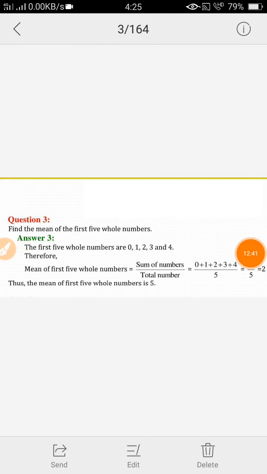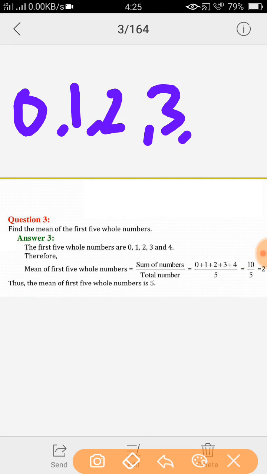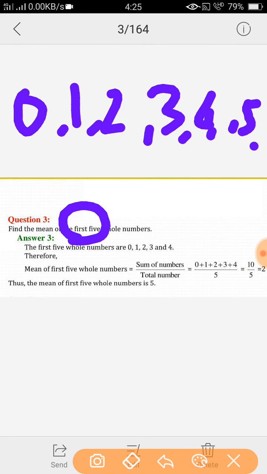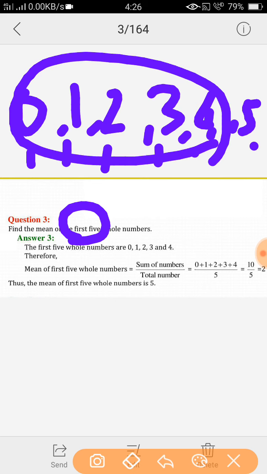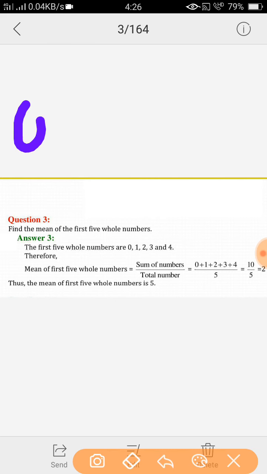So here, third question: find the mean of the first 5 whole numbers. See, in the question there are no numbers or data given. Here we have to find the first 5 whole numbers. Which are the whole numbers? 0, 1, 2, 3, 4, 5 and so on. First 5 means we have to consider 0, 1, 2, 3, 4.